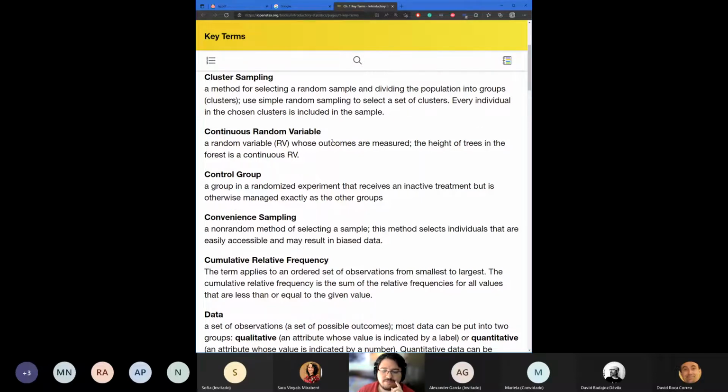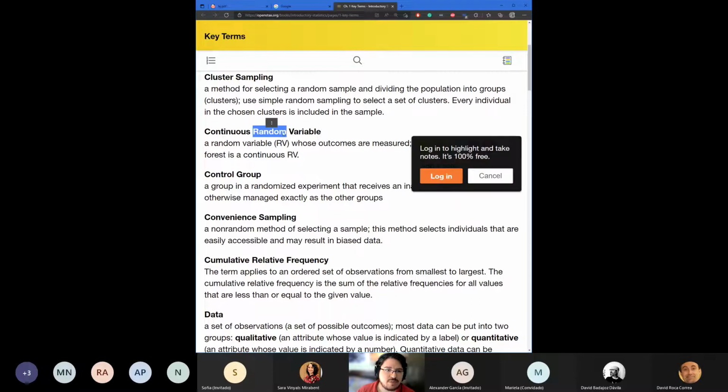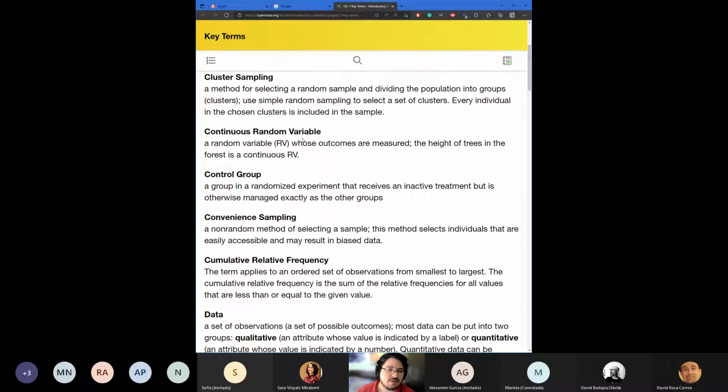The weight of people is a continuous random variable. The scores on the test, the speed of cars on the highway, those are continuous random variables. They don't have to be normal or any particular distribution. They just have to be continuous and random. They come from a distribution that we don't know, and they are variable. So here is the idea that it's something that we can observe or measure.